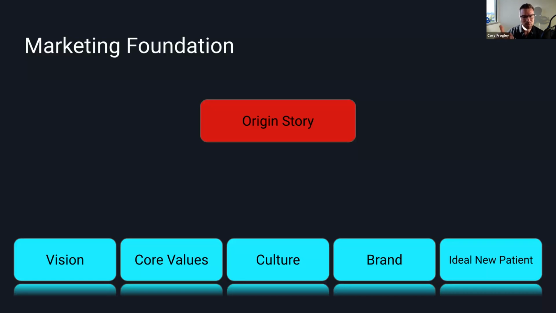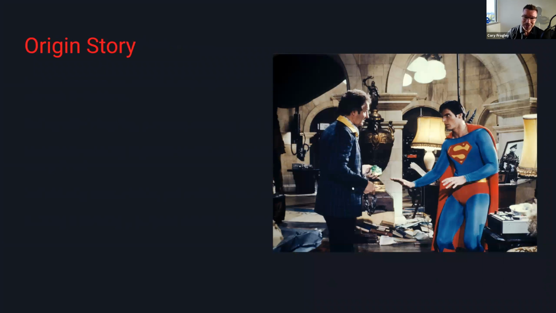This is a story that we tell that begins to attract people to us. Now, I'm a big fan of Superman, and Christopher Reeves will always be Superman to me because that's what I grew up with in my childhood, although I like the new DC guy. But man, I love those Supermans growing up.